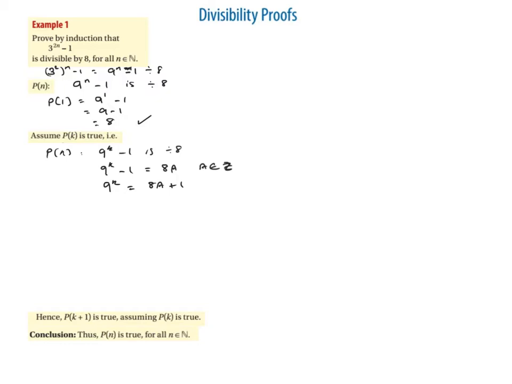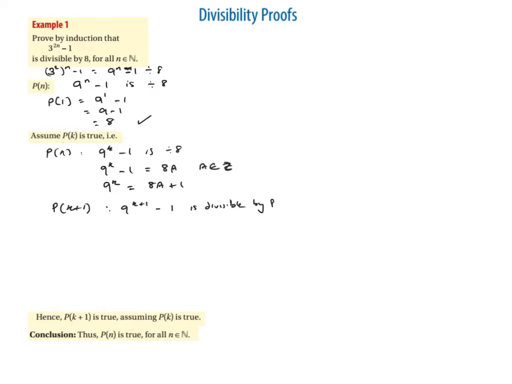Now, if you remember from the last one, we then had to work out P of k plus 1, where wherever we saw a k, we just put k plus 1 in. So what we're going to do here is exactly the same thing. We're going to say that 9 to the k plus 1 minus 1 is divisible by 8.